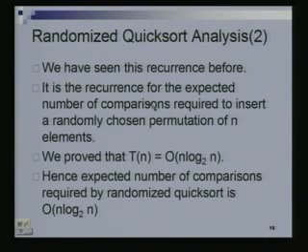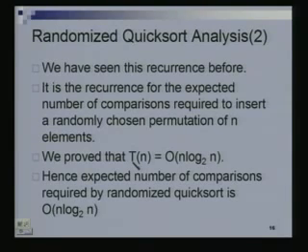It was the recurrence for the expected number of comparisons required to insert a randomly chosen permutation of n elements in a binary search tree. And what did we prove in the last class? We solved this recurrence and we showed the solution is n log n. Hence, the expected number of comparisons required by randomized quicksort is n log n, the same recurrence. We solved it before, we are just using that fact.